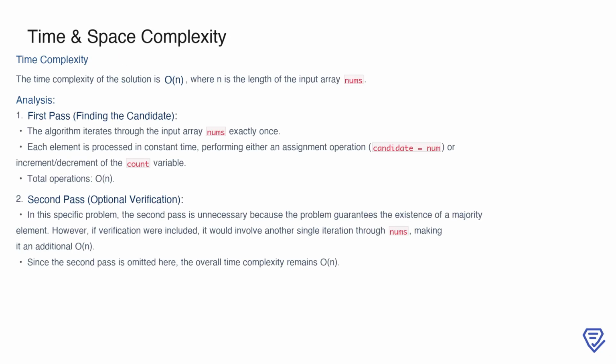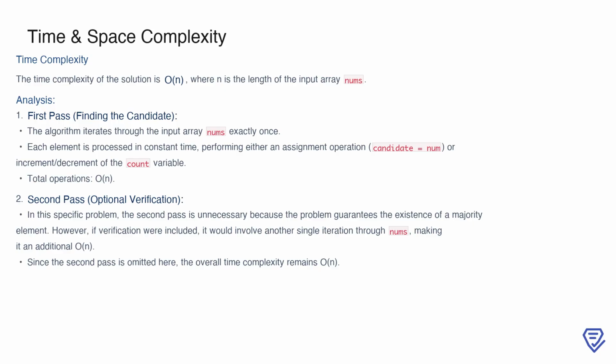The time complexity of the Boyer-Moore voting algorithm is O(n), where n is the length of the input array nums. Let's break this down. During the first pass, the algorithm iterates over the array exactly once to determine the majority candidate. For each element, it either updates the candidate variable or adjusts the count variable, both of which are constant time operations. Since we process each element only once, the total time for this step is O(n).